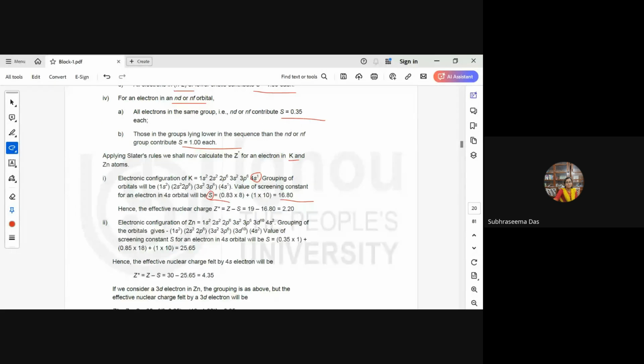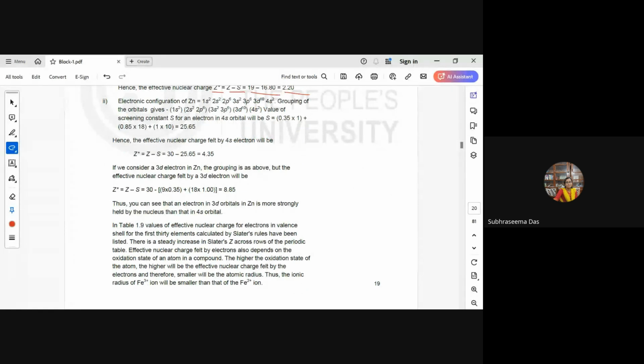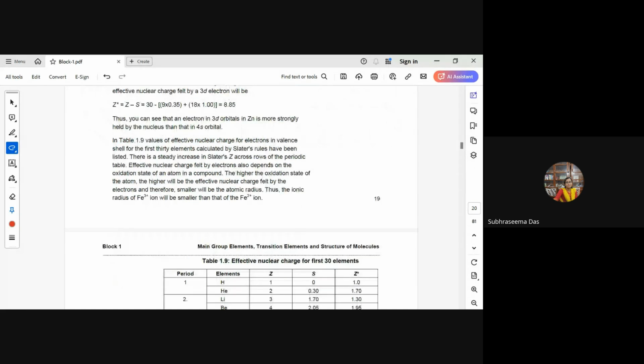Therefore, the effective nuclear charge for potassium, that is Z star, is given as Z minus S, and the Z for potassium is 19. The S that has been calculated here is 16.8. Therefore, Z star is equal to 19 minus 16.8, which is 2.2. This is how we calculate the effective nuclear charge from Slater's rule. Another example has been shown for zinc, and similarly for other elements Z star can be calculated.